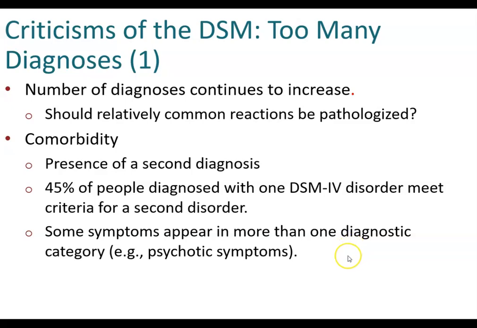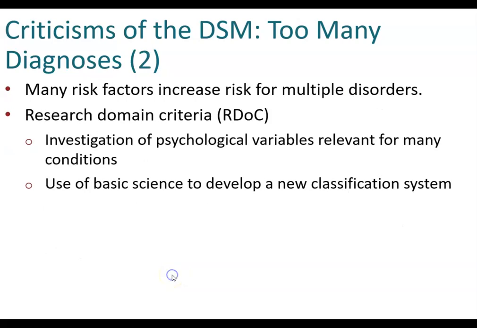Now that might be a little challenging because some symptoms appear in more than one diagnostic category in the DSM-5. So it's really hard to claim comorbidity if that's the case, because some of those symptoms appear in many diagnostic categories. Another criticism of the DSM says there are many risk factors that increase the risk for multiple disorders.